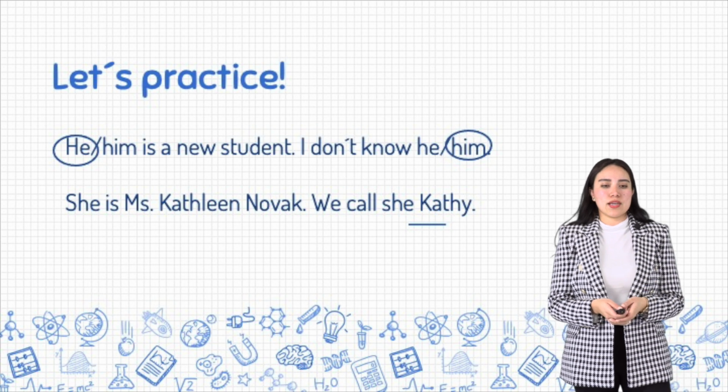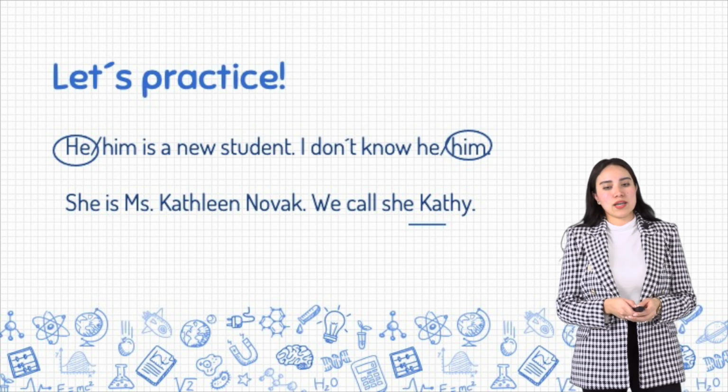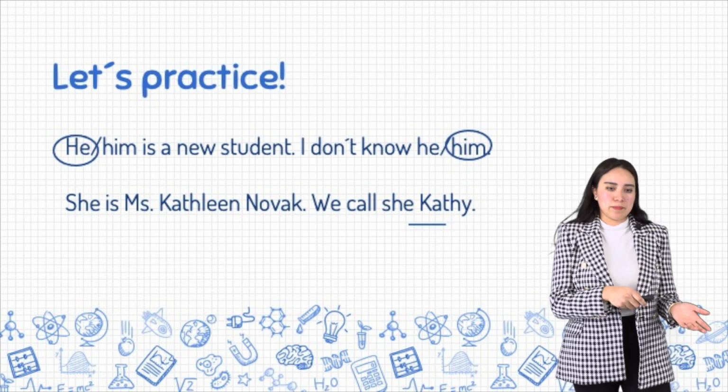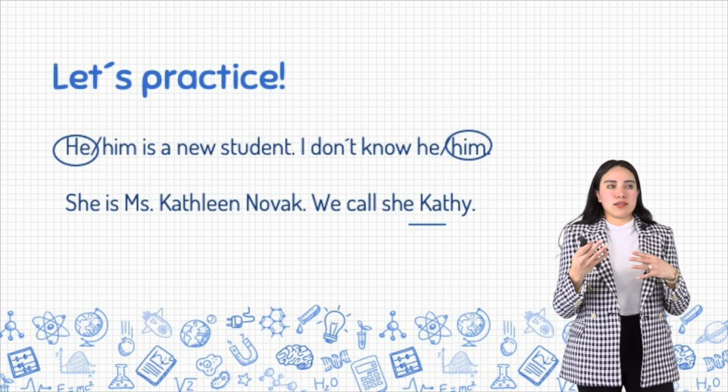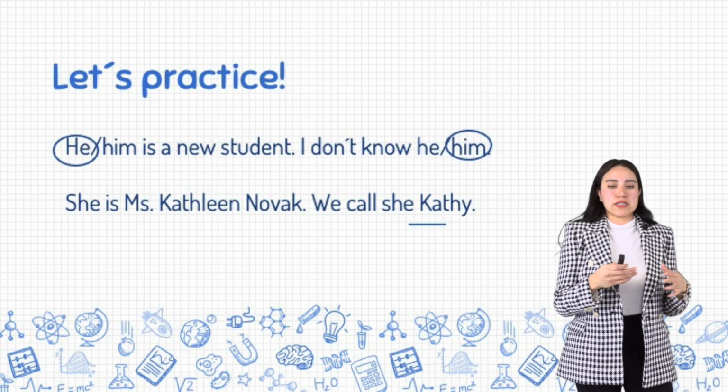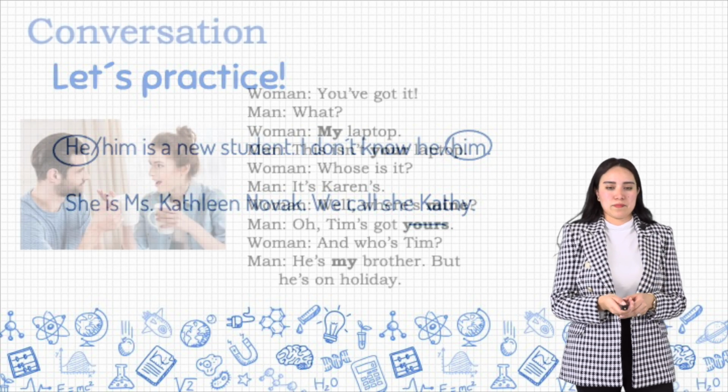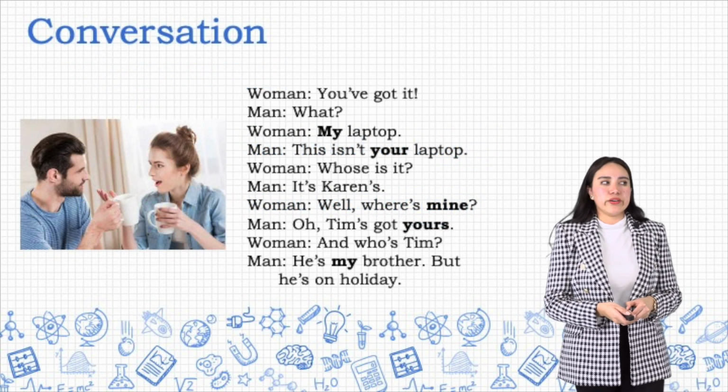So the correct way is to say, she's Mrs. Kathleen Novak. We call her Katie. Remember, this word her is used instead of she. Okay, now we're gonna look at other keywords.